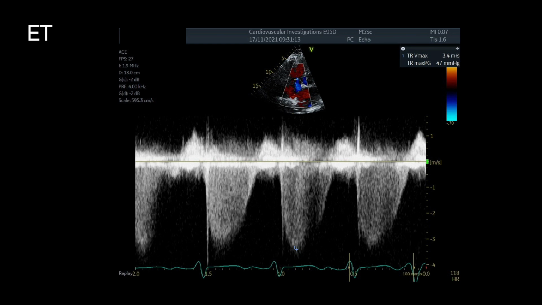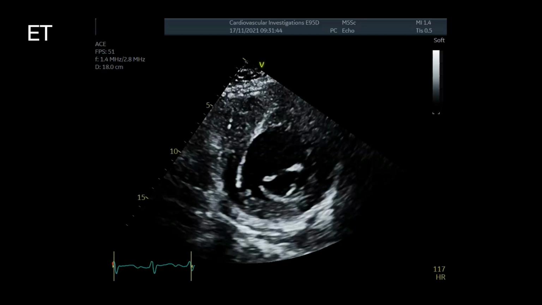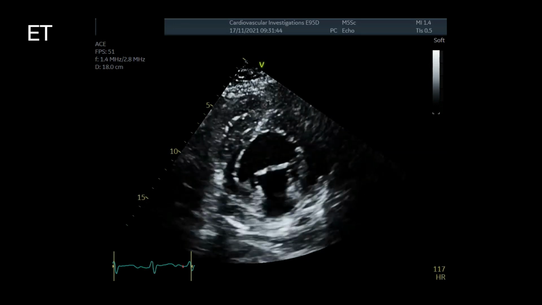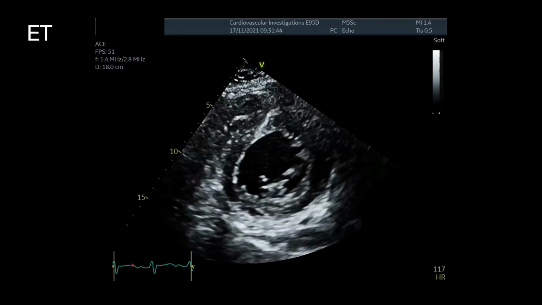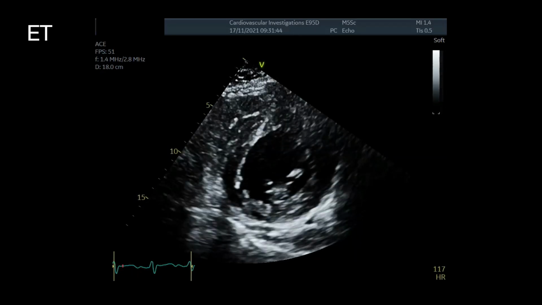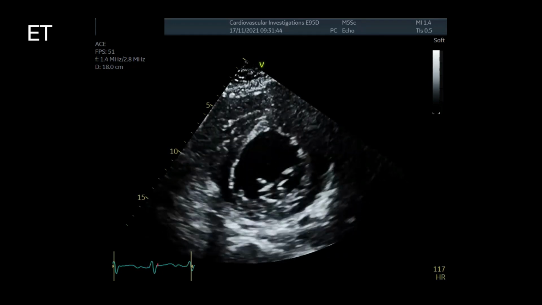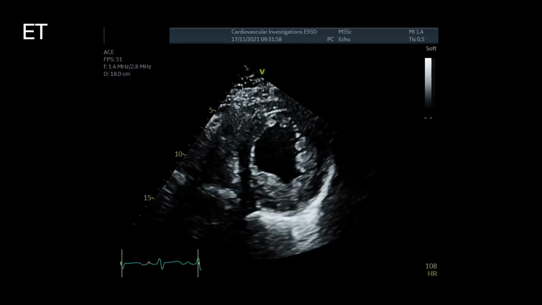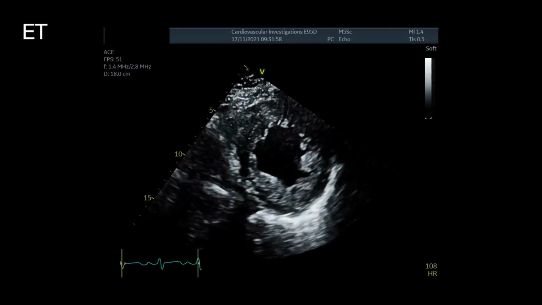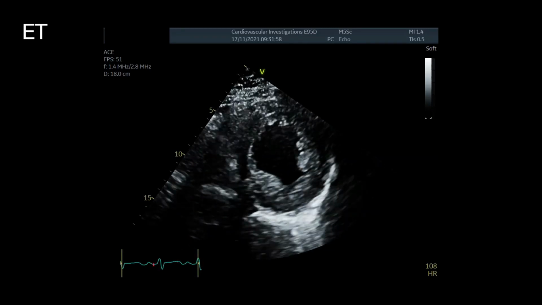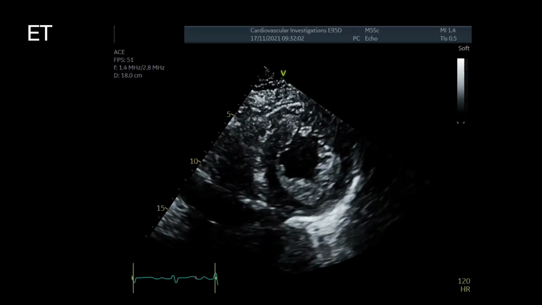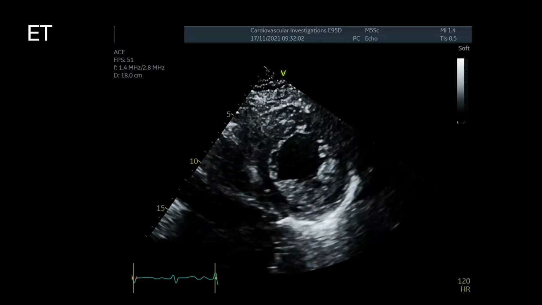And now we've moved down to the parasternal short axis view at the level of the mitral valve. Again, the LV function looks decreased. Certainly doesn't look normal. And we move down further. This is at the papillary muscle level, which again is showing globally decreased LV function. Moving down a little bit further, which is confirming our findings.